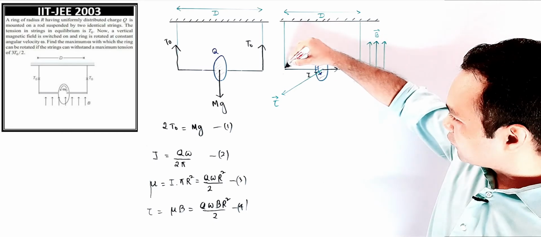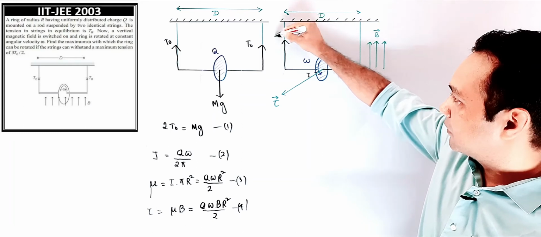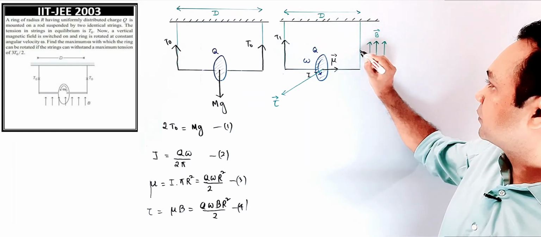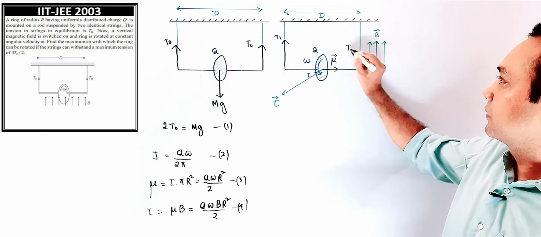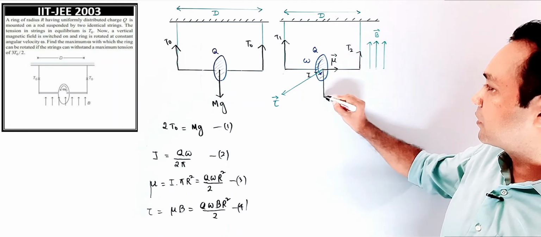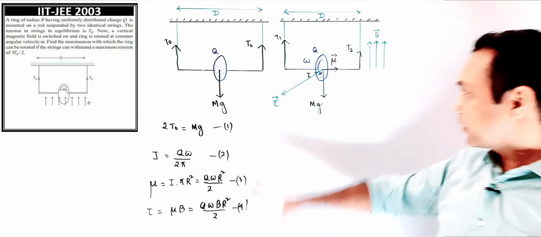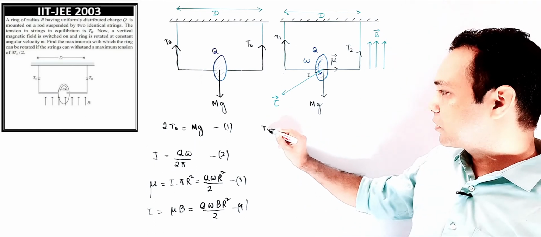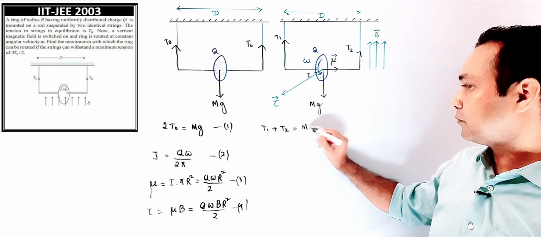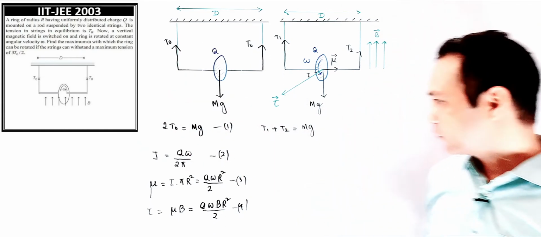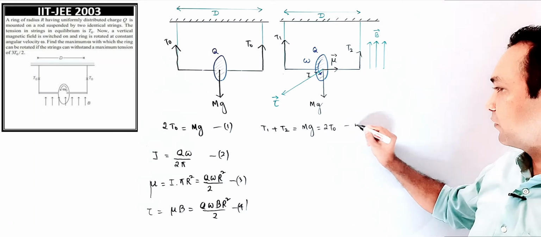So let me assume that now these tensions have become T1 and T2. Obviously this tension will be more, but it will come out of the equations. And the weight is mg. In the new setup, the equations have become T1 plus T2 is equal to mg, and mg was 2T0. So now T1 plus T2 is 2T0, that is my equation 5.